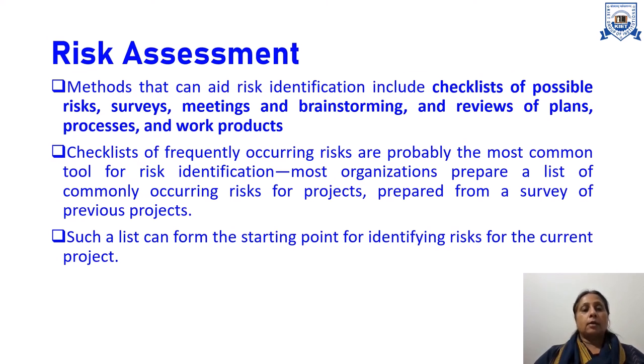Methods that can aid risk identification include checklists of the possible risks, surveys, meetings, brainstorming, and review of plans, processes, and work products. Basically, a checklist is prepared for identification of risk by doing several activities. Either we can do surveys, meetings, brainstorming, or review of the plans which we have prepared. And with this checklist, we prepare some common checklist through which we can identify which risk has a high frequency of occurrence. That means if the frequency is high, then the probability of that risk occurring is high. We have to prioritize the risk. Such a list forms the starting point for identifying the risks for the current project.